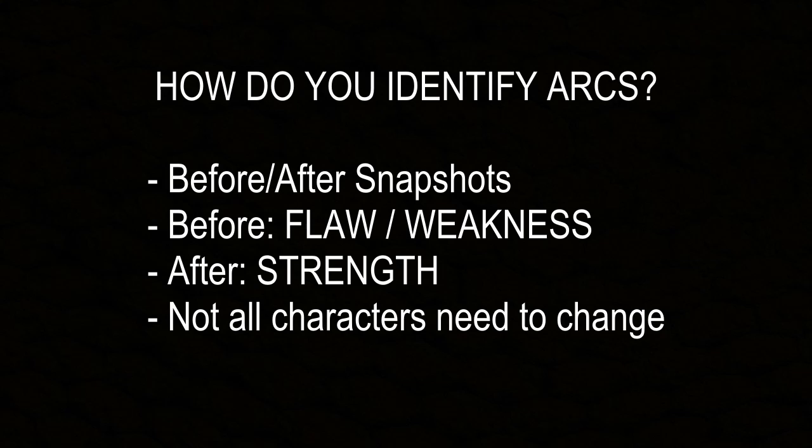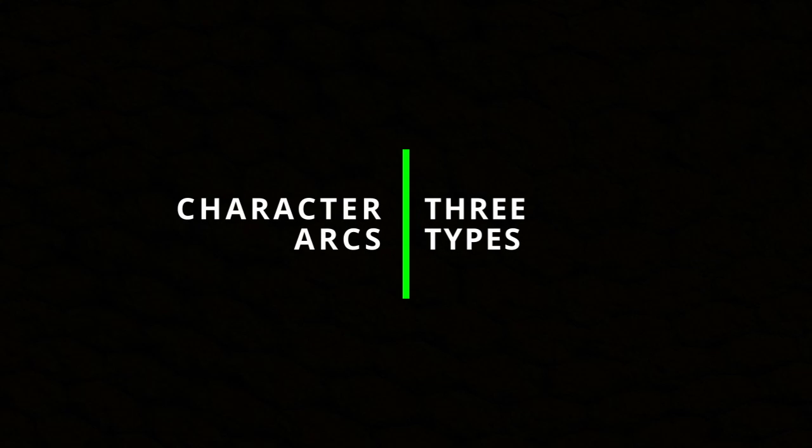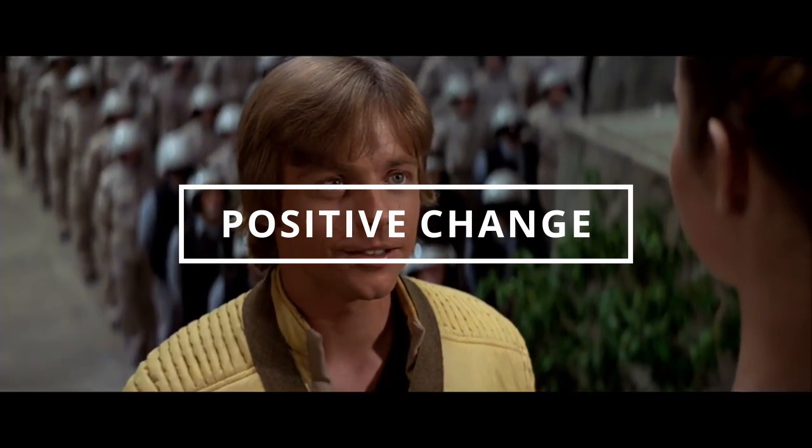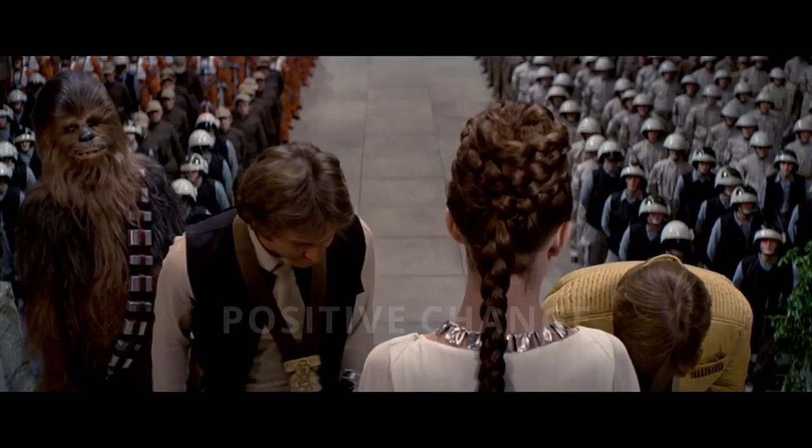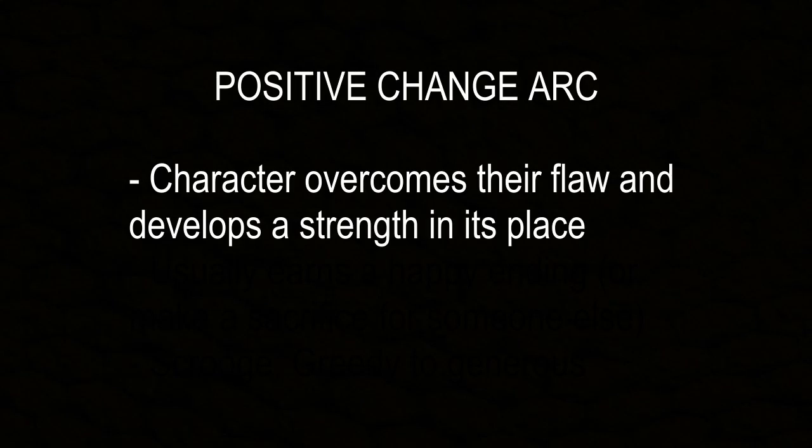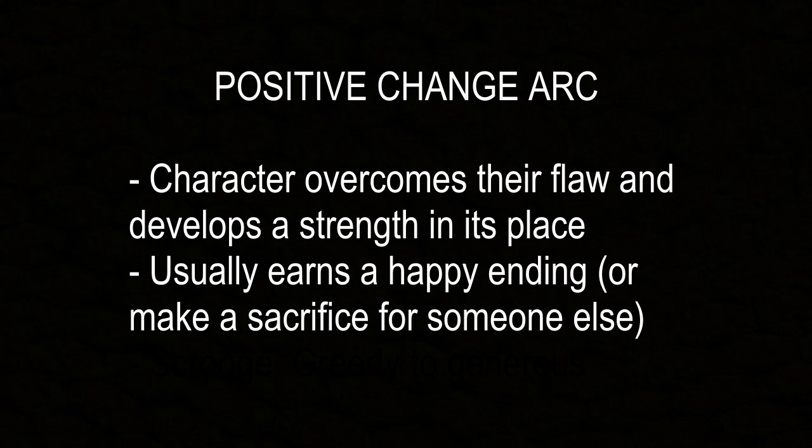I'm going to talk about that right now because we're going to look at the three types of character arcs. The first character arc is the positive change arc, and this is where a character overcomes their flaw and develops a strength in its place. Usually this earns that character a happy ending, or it might offer them the opportunity to make a sacrifice for someone at the end and thus make other people happy.